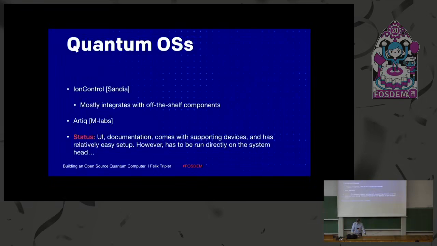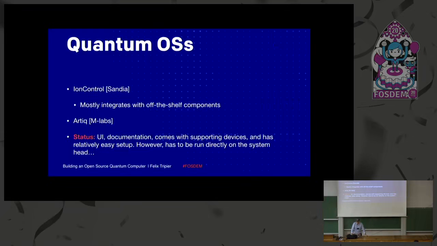So for quantum operating systems, there are actually 2 open source quantum operating systems, and they all integrate with the devices we've been talking about previously. So from Sandia, ION Control, which I've been talking about, integrates with off-the-shelf components. In the actual code from Sandia, they tell you exactly which devices they integrate with, so you could just buy them and you could run Sandia's ION Control to control your quantum computer like tomorrow, maybe.